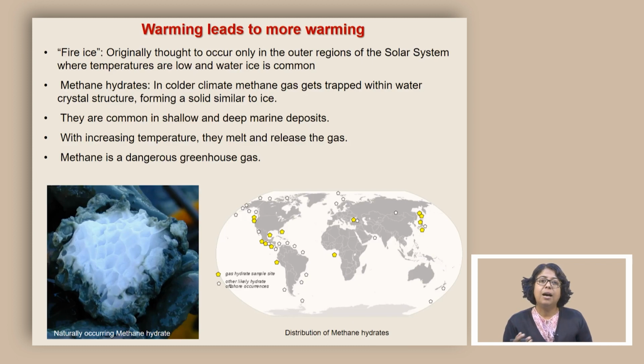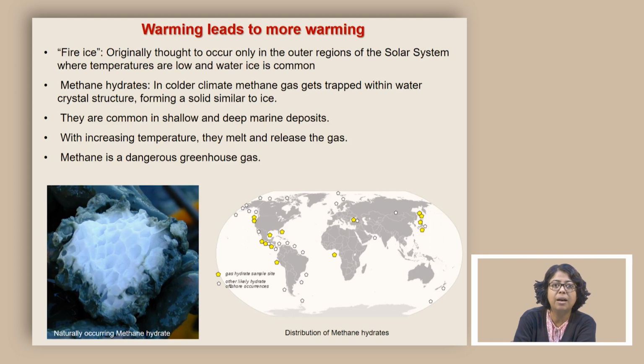Then there are other aspects which lead to a runaway effect. So, if there is warming, it often leads to more warming. There is something called fire ice. It was originally thought to occur only in the outer regions of the solar system, where temperatures are low and water ice is common, but then researchers started to find it even in the deep parts of the ocean.